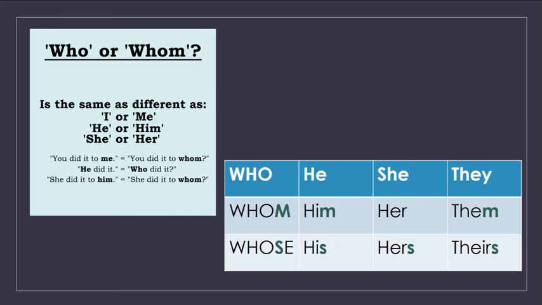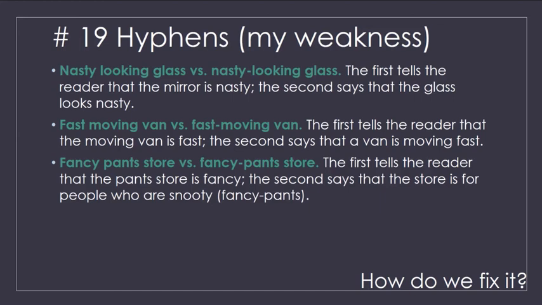Now, we're up to number 19. We're almost there, so I know this is long. Thanks for sticking with us. Hyphens are my weakness. Hyphens join two or more words serving as a single adjective before a noun, something like a one-way street, or chocolate-covered peanuts, or a well-known author.